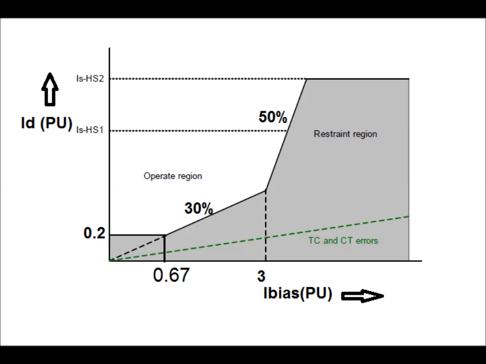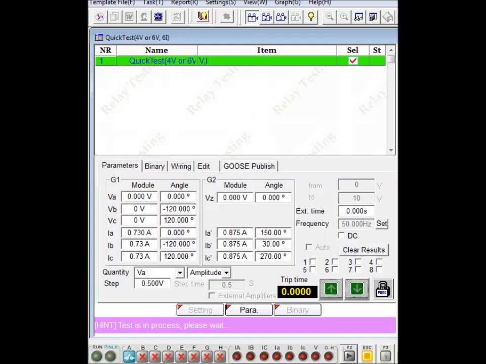And the I set high set is disabled here. You can give the high set value as HS1, that is 8 to 10, and HS2 as 12 to 15, whatever you choose. Now the Micom P643 is tested from a test kit, that is a current injection kit.